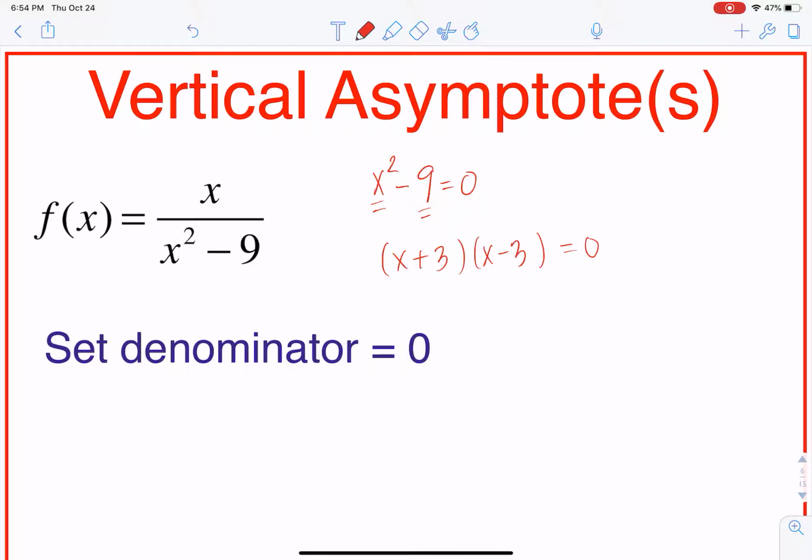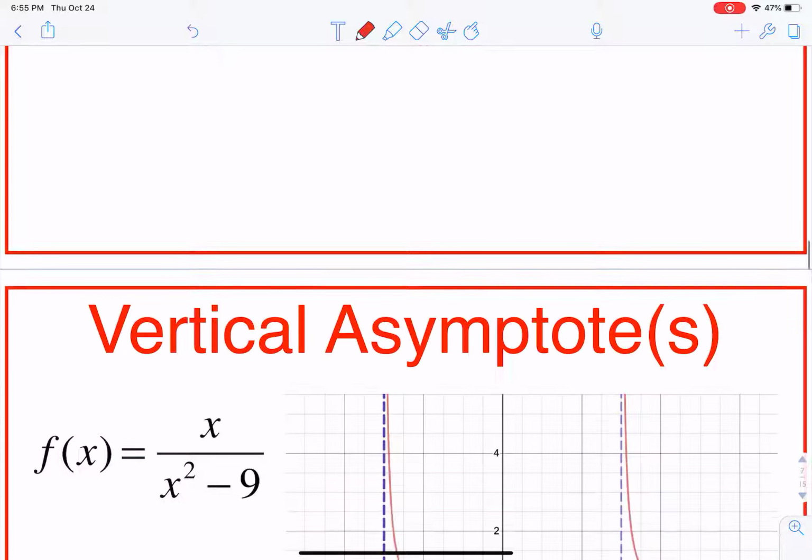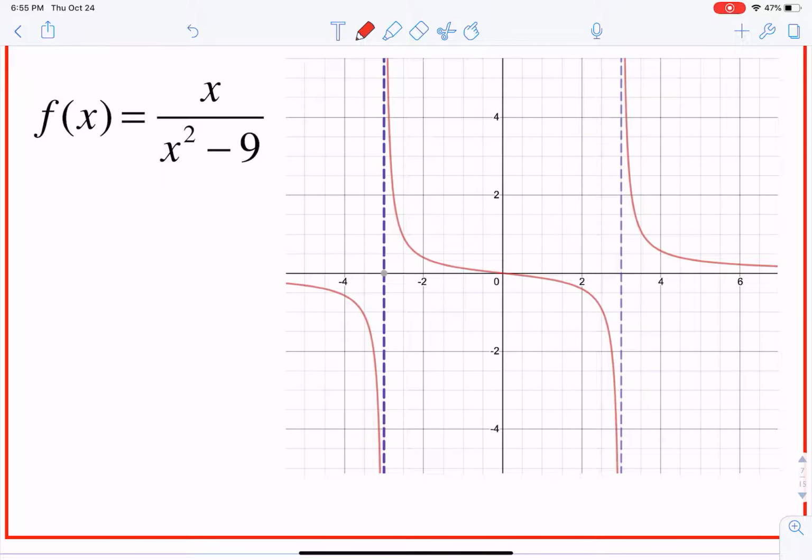So now I can solve this, and I'll actually end up getting two restriction pieces. So I know that x can't equal negative 3 and positive 3, which means that this example will produce a vertical asymptote in two different places. It will produce an asymptote where x is equal to 3 and where x is equal to negative 3, and I can see that here. Here's my negative 3 asymptote and my positive 3 asymptote.